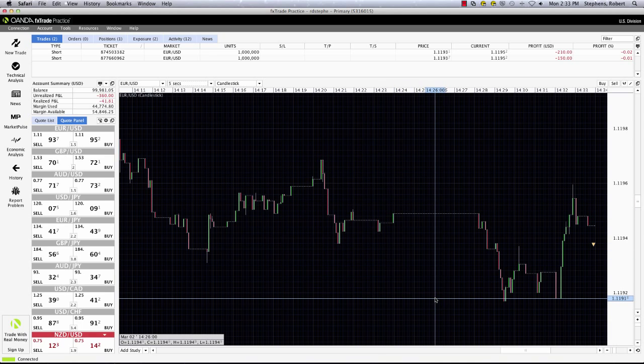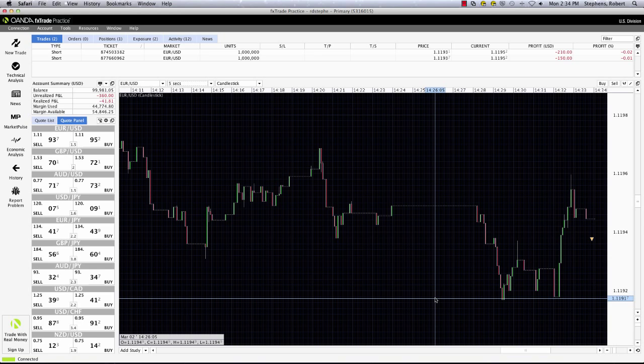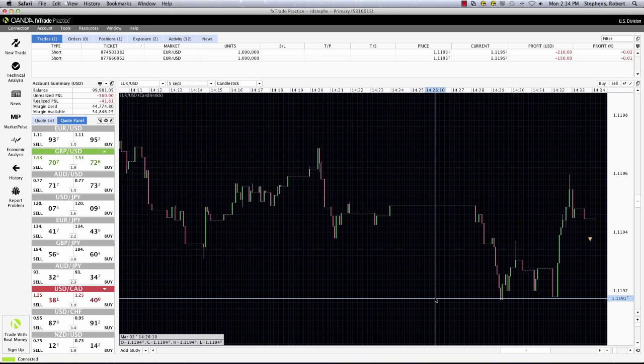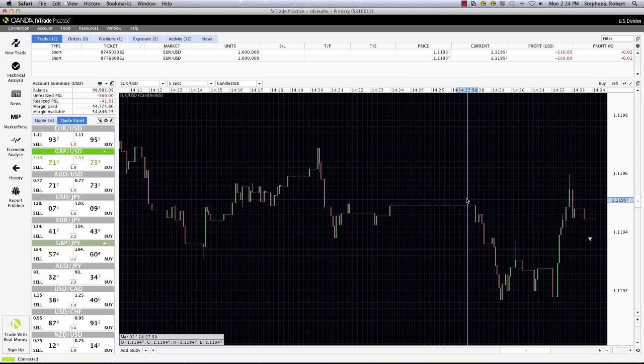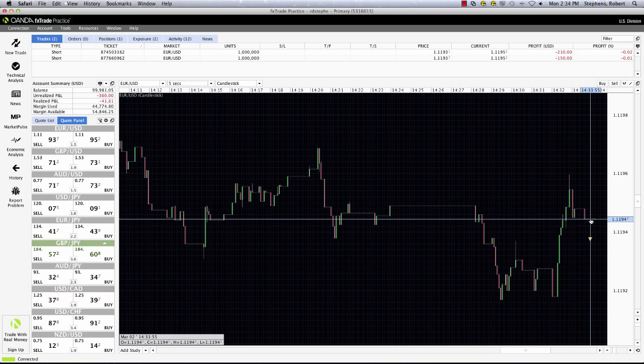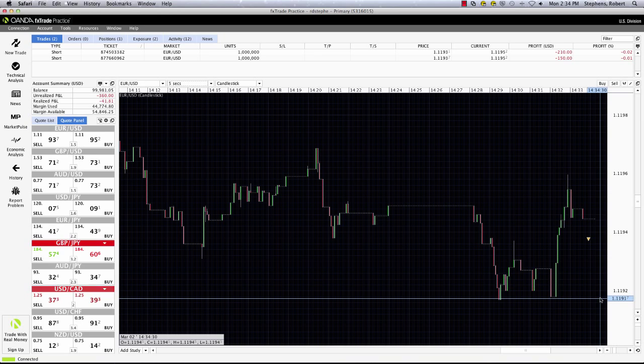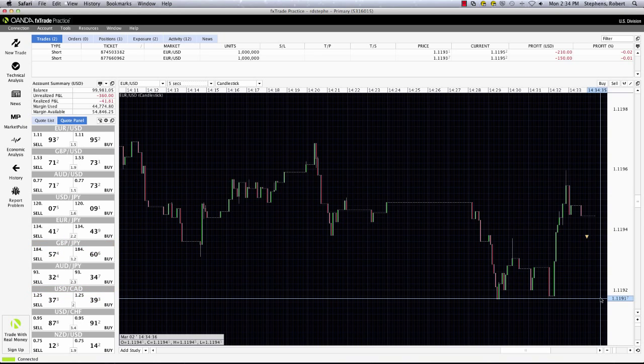So now I have two positions out there, and I have doubled up on my idea that the euro-dollar pair is going to weaken. In other words, the euro is going to weaken against the dollar. I want it to come right back down to this level, 111.91, and I'll make a nice profit if I can get down to that.